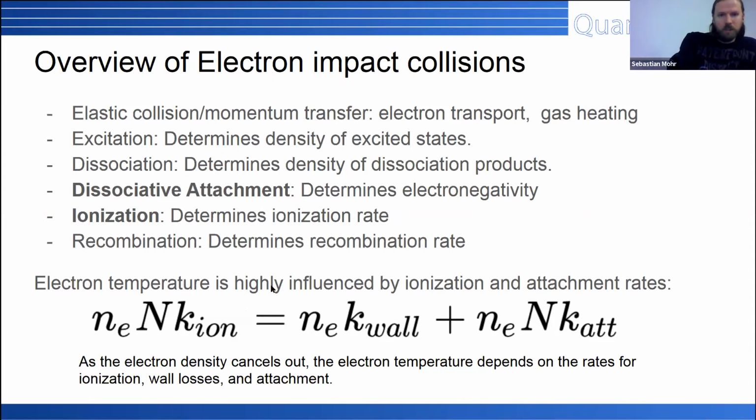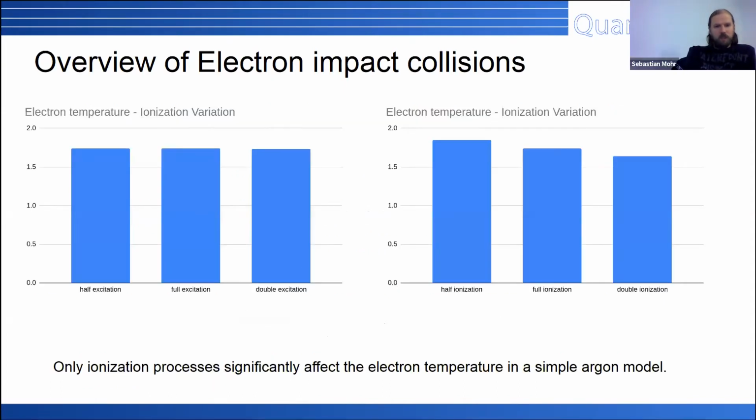And you can also see this in our prior example, where we see now that, for example, varying the excitation cross section doesn't influence the electron temperature at all. However, varying the ionization rate, you see the higher the ionization rate, the lower the electron temperature, because you simply need a lower electron temperature to sustain the plasma.